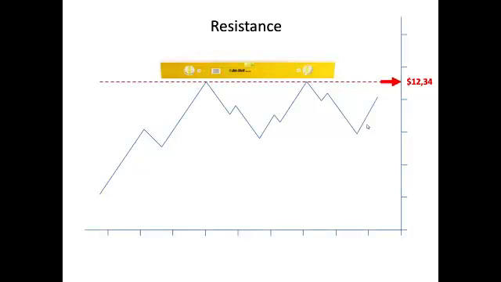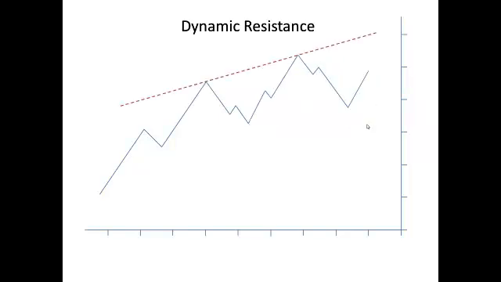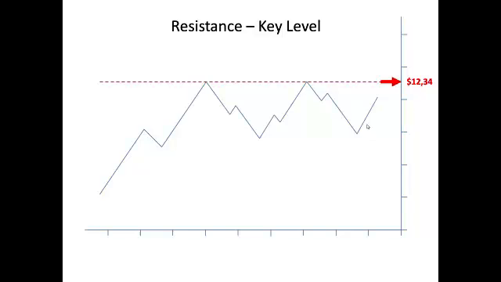With dynamic support or resistance lines, that's ones that slope up or down, the market participants adapt their decision points linearly as time goes by, so the price point at which they would buy or sell goes proportionally higher or lower with time. But with key levels, that price level stays the same throughout.